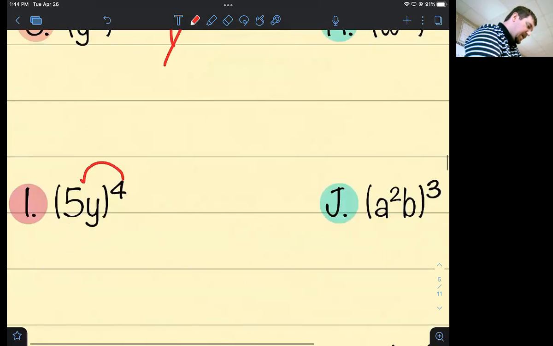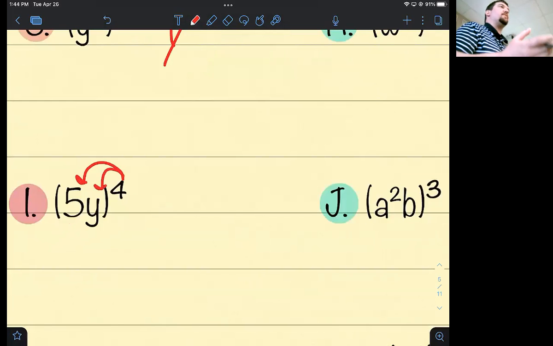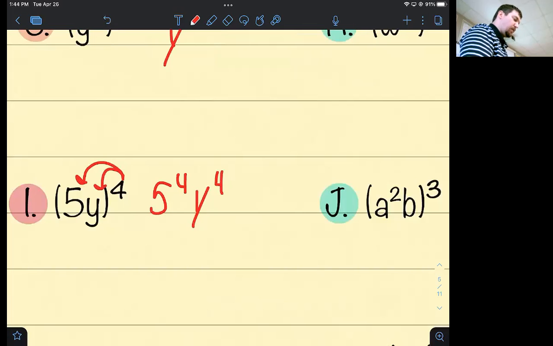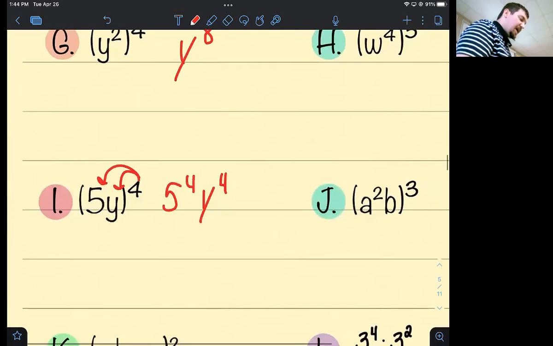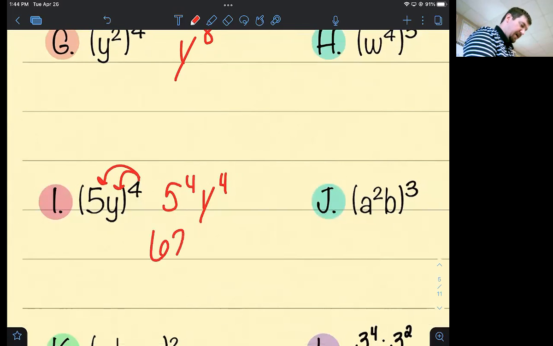That's right. Yeah, think like you're distributing it, right? So it becomes 5 to the 4th, y to the 4th. And then Lizzie, I want you to tell me, since we're just going to simplify this, what is 5 to the 4th? That's right, 625. Y to the 4th. I would simplify my answer all the way down to that.